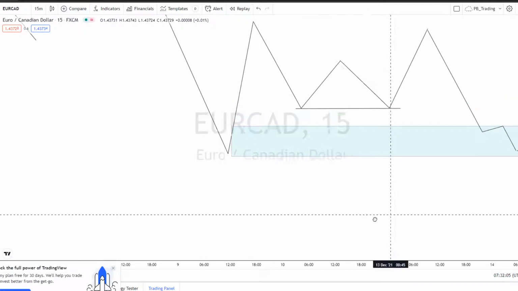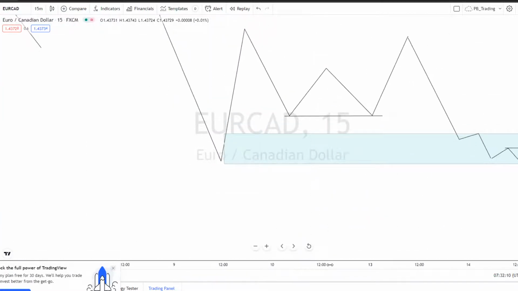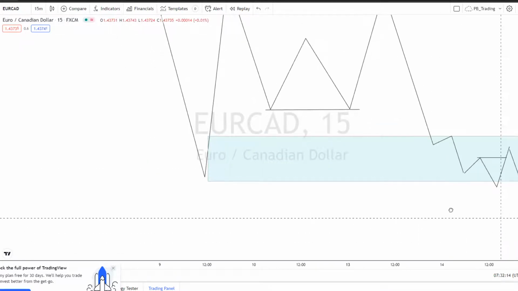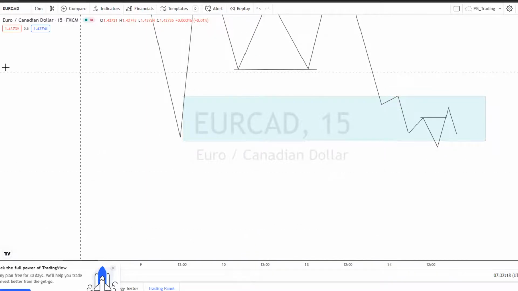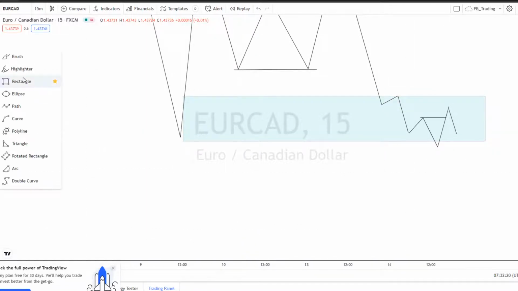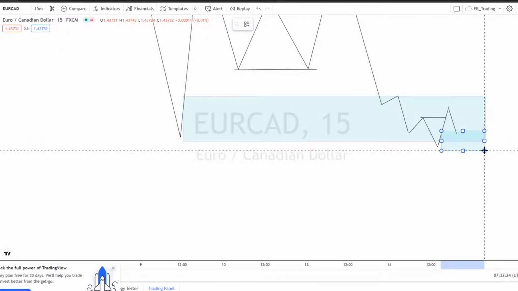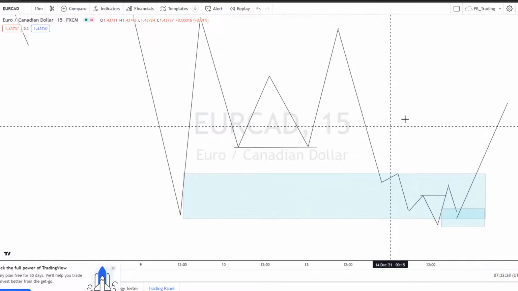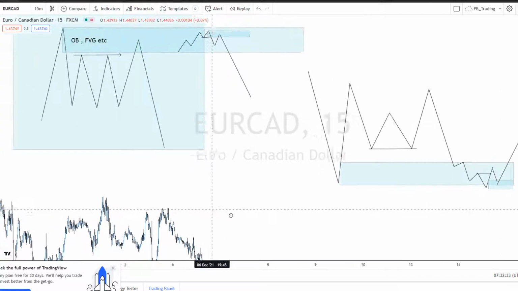So price pulls back into a discount zone. This time we have a discount zone here, and then we have our entry above going high. So this is how to identify these patterns.